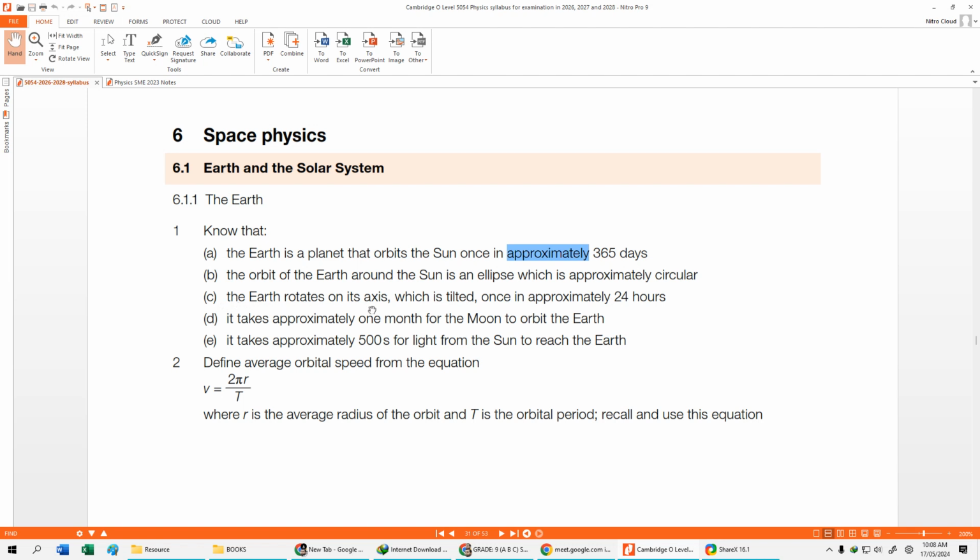And then the Earth rotates on its axis, which is tilted, once in approximately 24 hours. The Earth rotates on its axis, which is tilted. This information, which is tilted, means what?